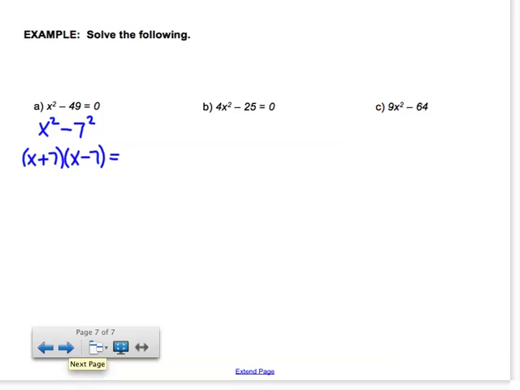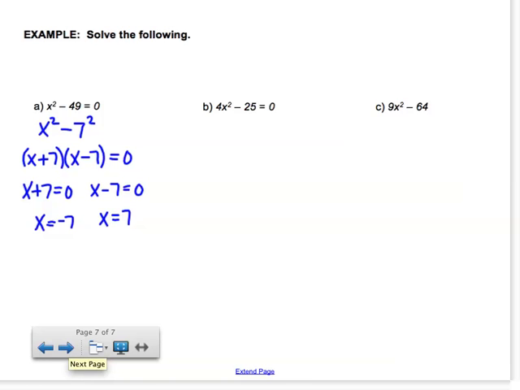If I set this equal to 0, I have x plus 7 equals 0, x minus 7 equals 0, and then I have x equals negative 7, x equals 7. And I did that, subtract 7 and add 7, in my head.